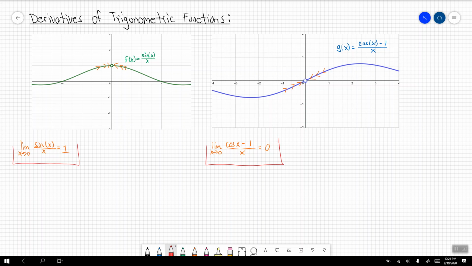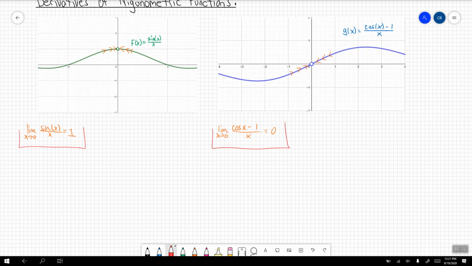Okay, so those are the limits that we need. And I'm actually going to box this. There we are. Perfect. So what we want to do now is start investigating the derivatives of trigonometric functions.